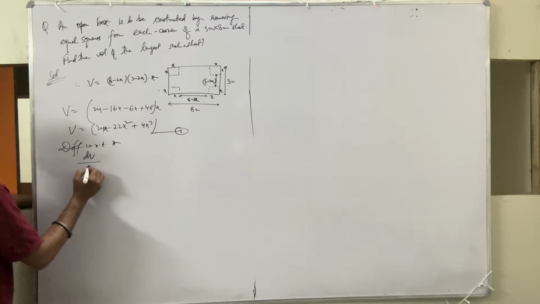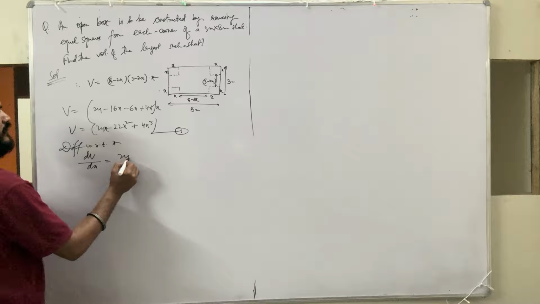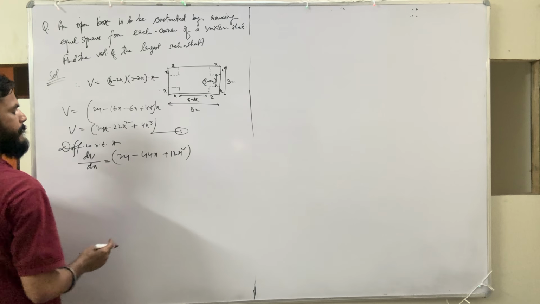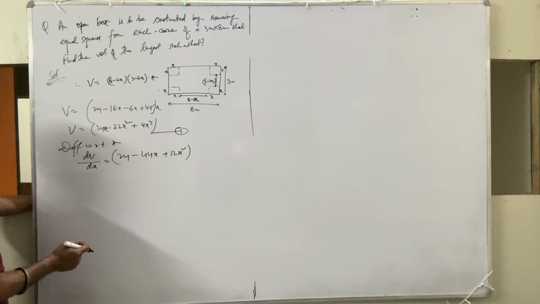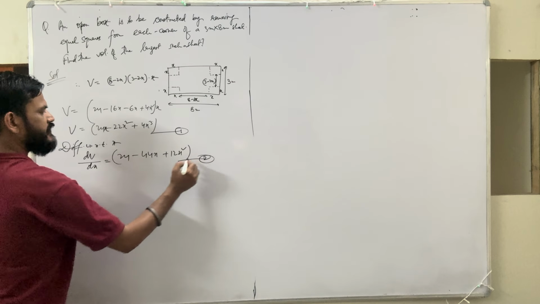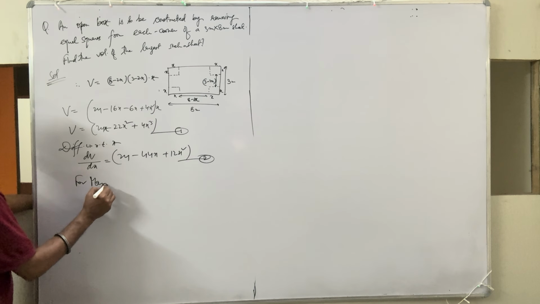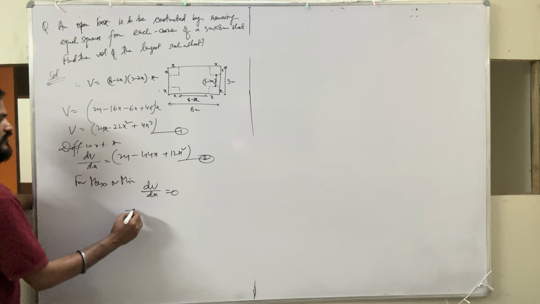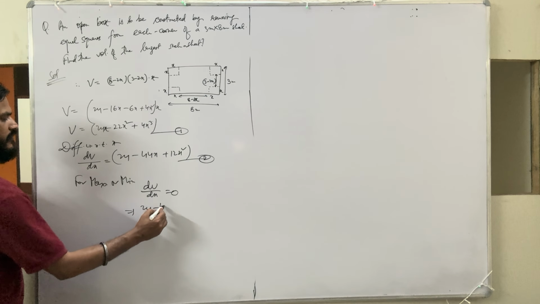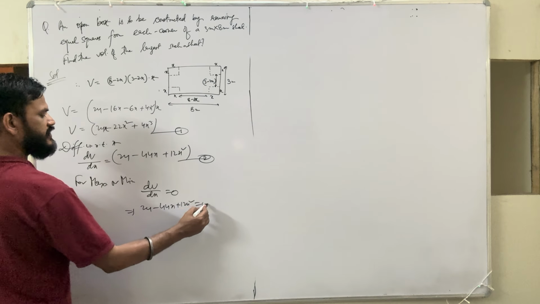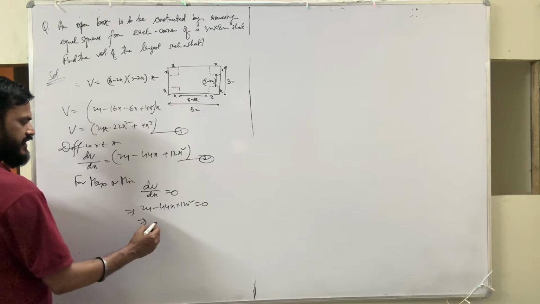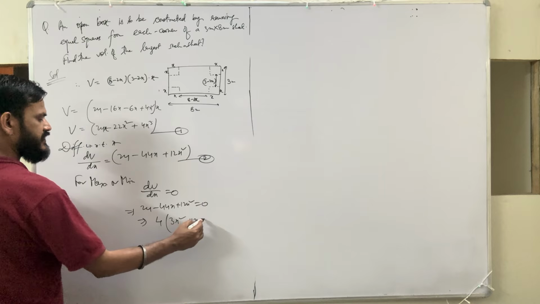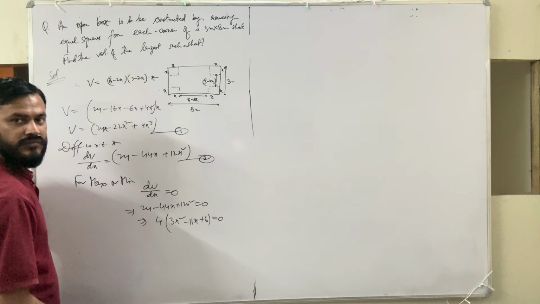We get dV by dx is equal to 24 minus 44x plus 12x square. Now for maxima or minima, dV by dx will be 0. So 24 minus 44x plus 12x square should be 0. That means you take 4 common, 3x square minus 11x plus 6 equal to 0.